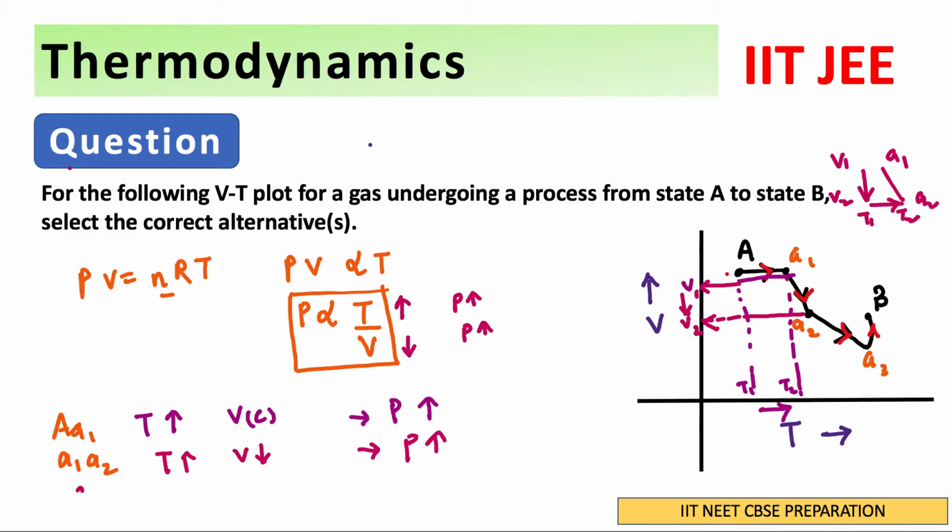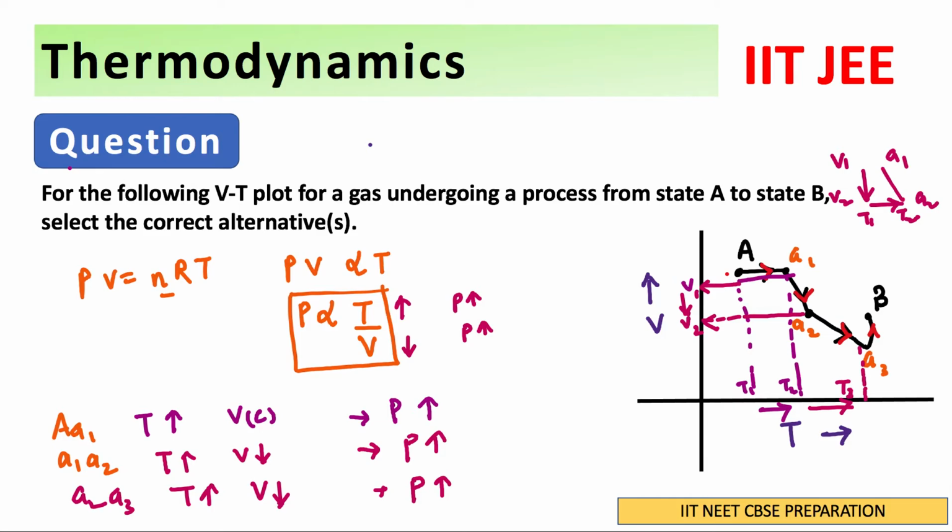Now let us write quickly for A2, A3. Similarly you can write down for A2, A3. Here temperature is increasing, it went from T2 to T3, so it increased. And what about volume? Volume has decreased. So again the same thing, pressure will increase.